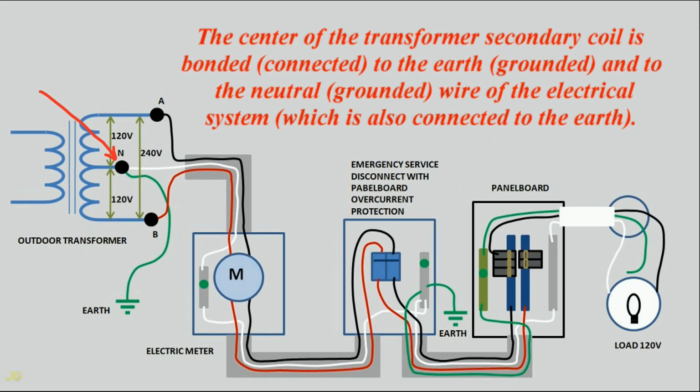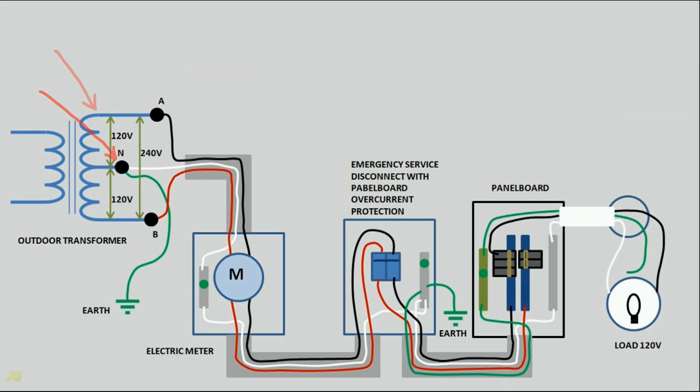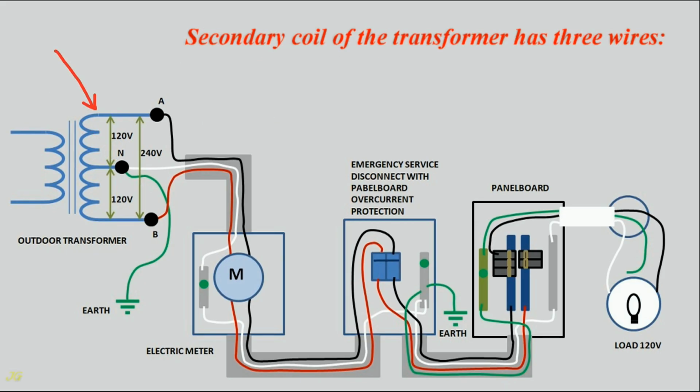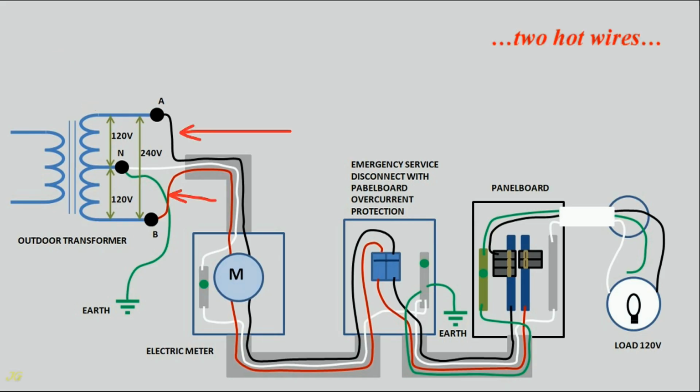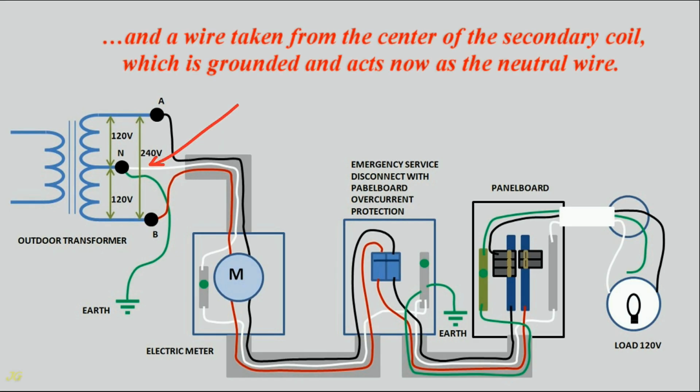The center of the transformer secondary coil is bonded, connected to the earth, grounded, and to the neutral, grounded, wire of the electrical system, which is also connected to the earth. The secondary coil of the transformer has 3 wires: 2 hot wires, and a wire taken from the center of the secondary coil, which is grounded and now acts as the neutral wire.